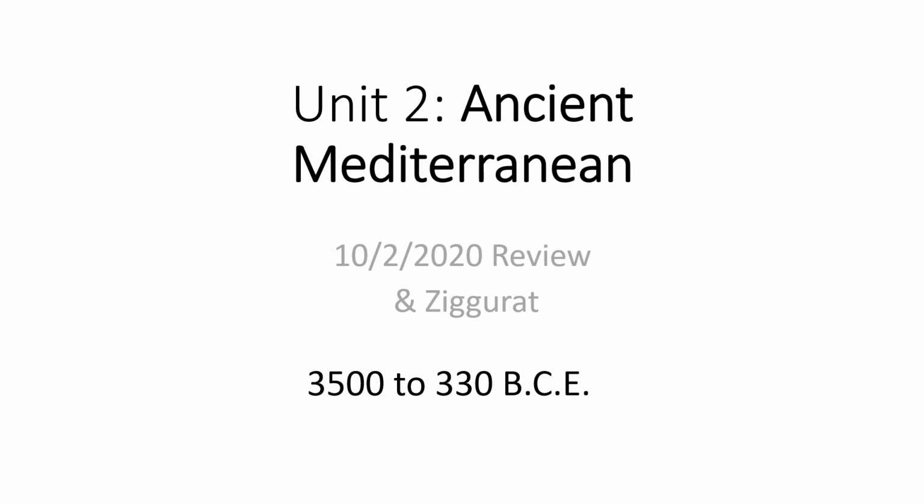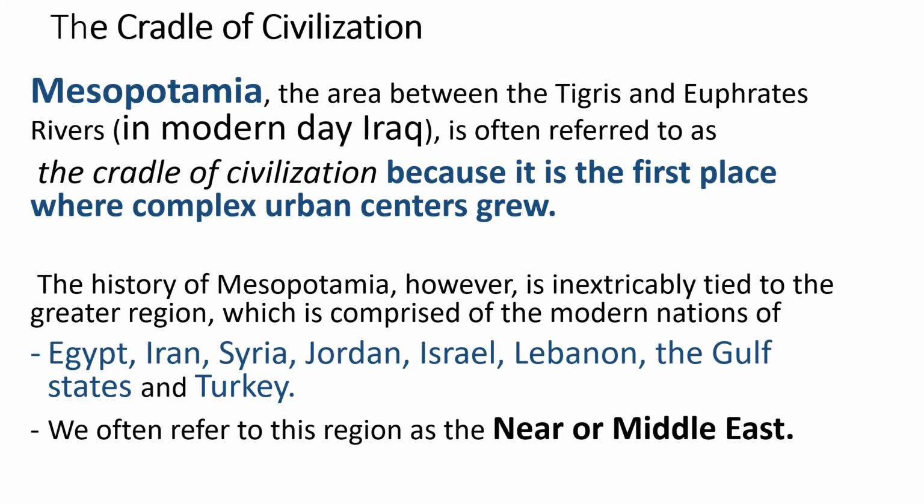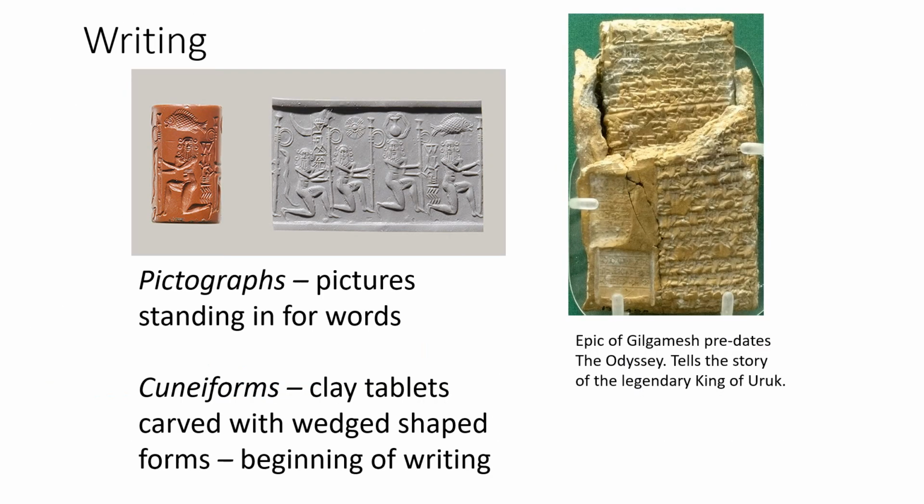2.1 would be your Near East, the Mediterranean, and that would range from 3500 to 330 BCE. It's modern day Iraq, and it's part of a huge greater region. It's comprised nowadays of modern nations such as Egypt, Iran, Syria, Jordan, Israel, Lebanon, Gulf states, and Turkey. Today we refer to it as the Near or Middle East.